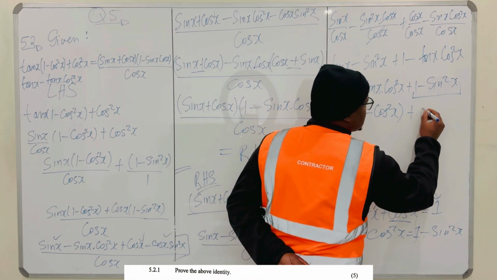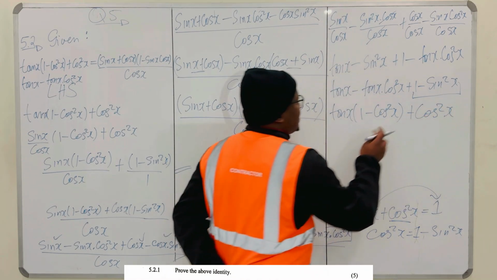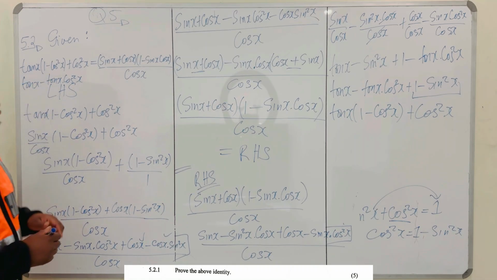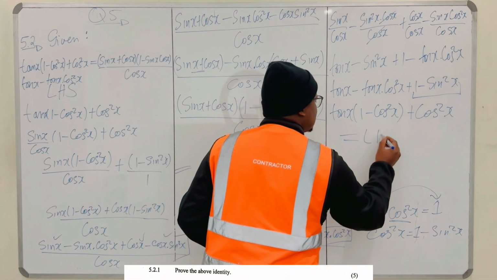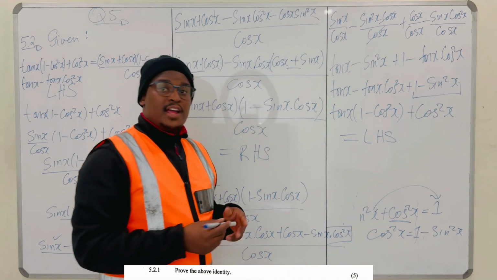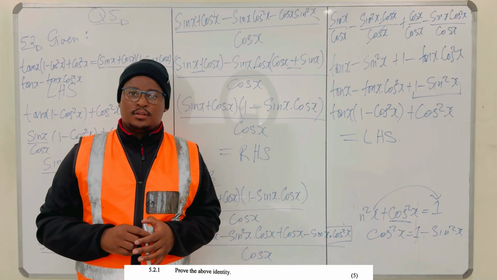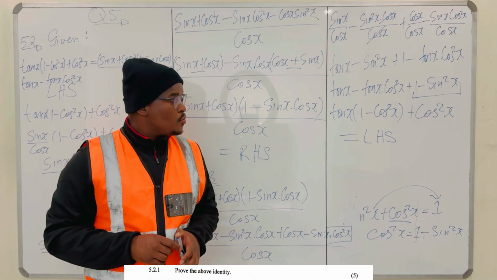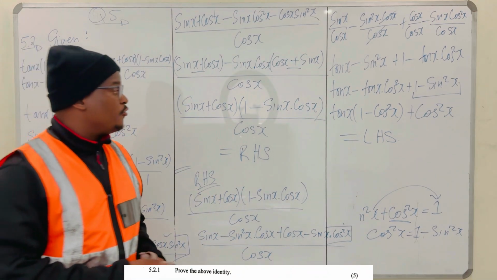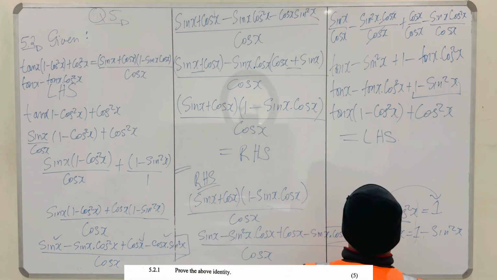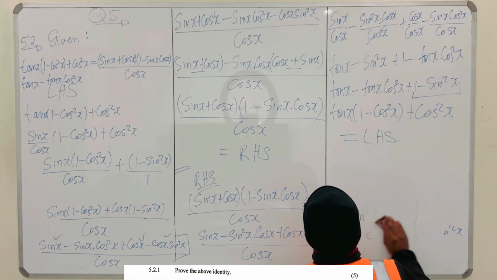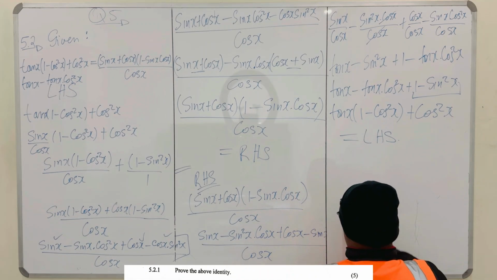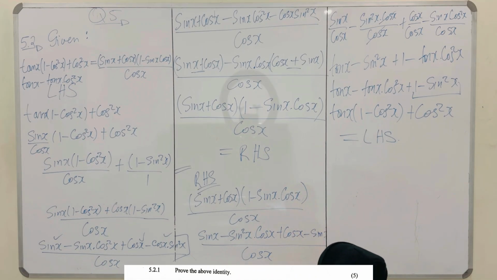So we should have plus cos squared x, which is the same as this one here. Right? So this is equal to your left hand side. So any of these two ways could have worked. So I'm going to 5.2 now. We're done with 5.1. We're done with 5.2.1.